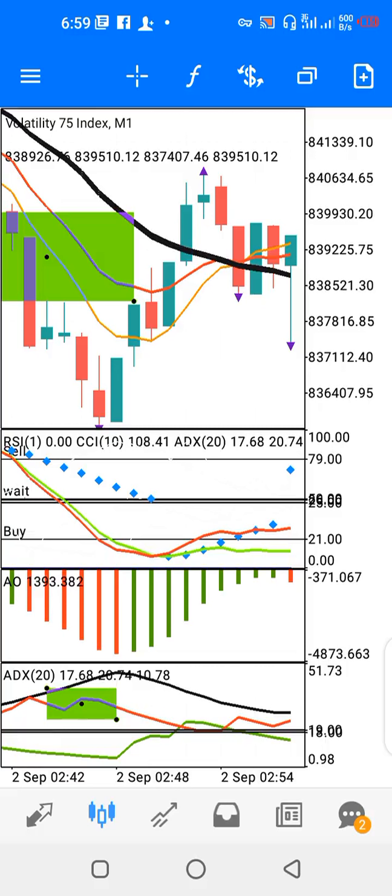Try and check what has happened in history. Does it really look as if it's going to work for you? If you are certain it's going to work for you, try it out on a demo account. And if you're able to make profit over some period of time, then you can go live. Don't just go live on a new strategy, so that you don't end up blowing your account.